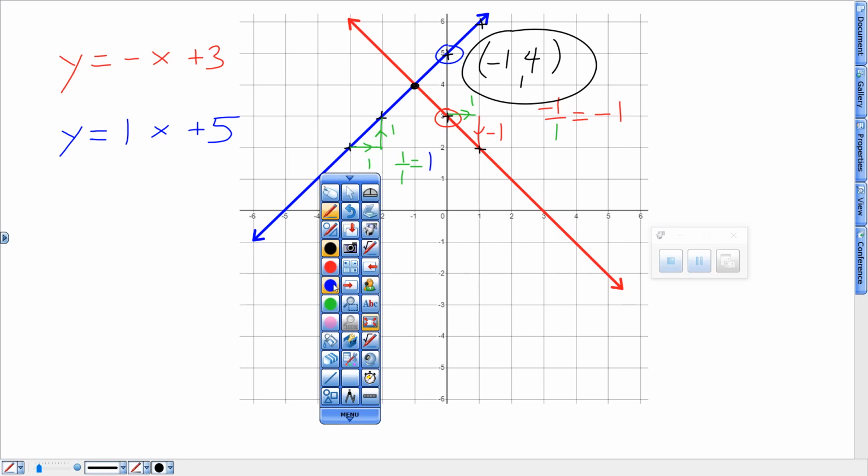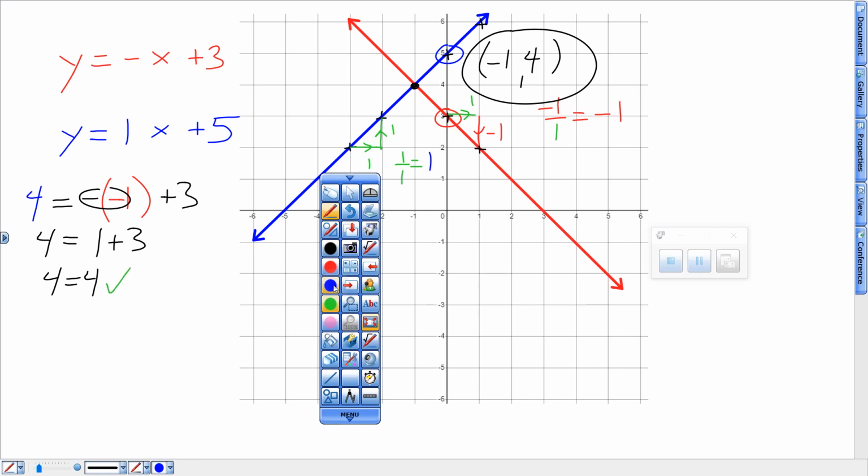Here I go. Where that y is, I plug in a 4. And then I got equal. Got that negative. Where that x is, I plug in -1. That's a tricky one. Got that +3. That gives me 4 equals +1. Gives me 4 equals 4.